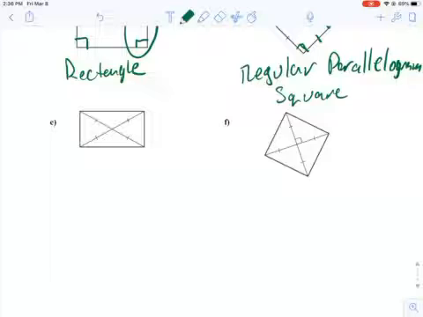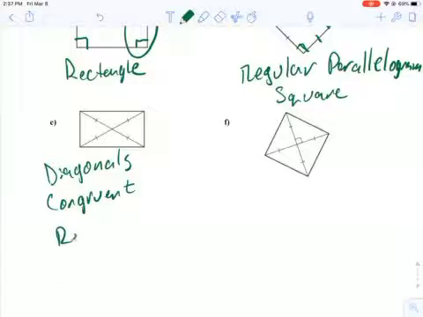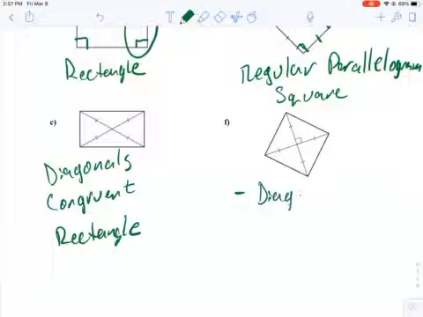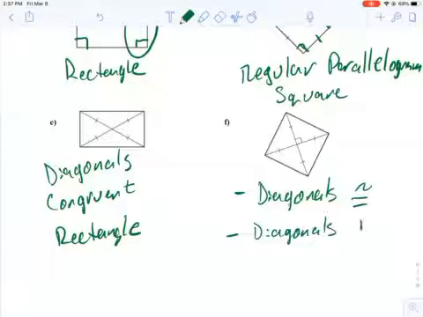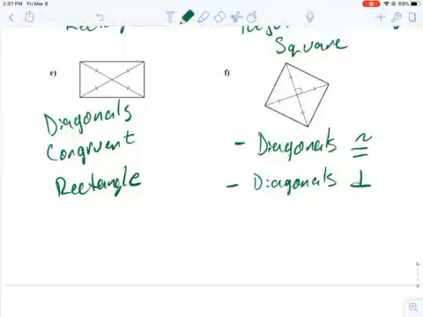And then on E, it's telling us that the diagonals are congruent, which is a property of a rectangle from the last page there. And then the last one, we have two pieces of information they give us. The diagonals are congruent, which would make it a rectangle, but also the diagonals are perpendicular, which would make it a rhombus. So since it's a rectangle and a rhombus, we know this shape has to be a square.